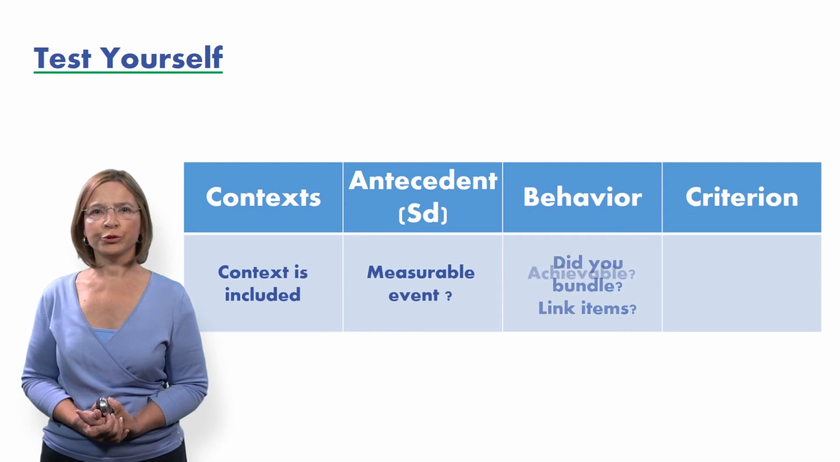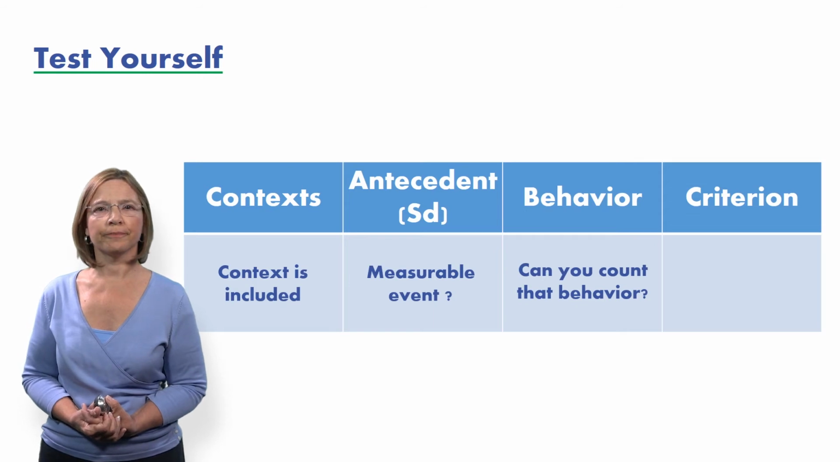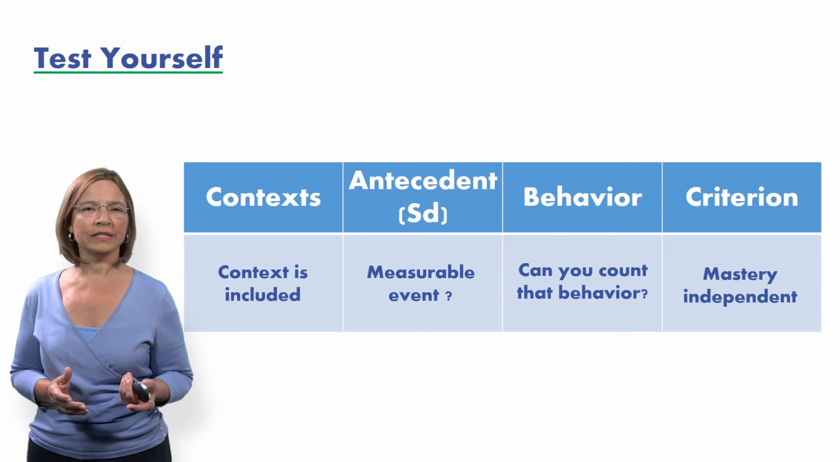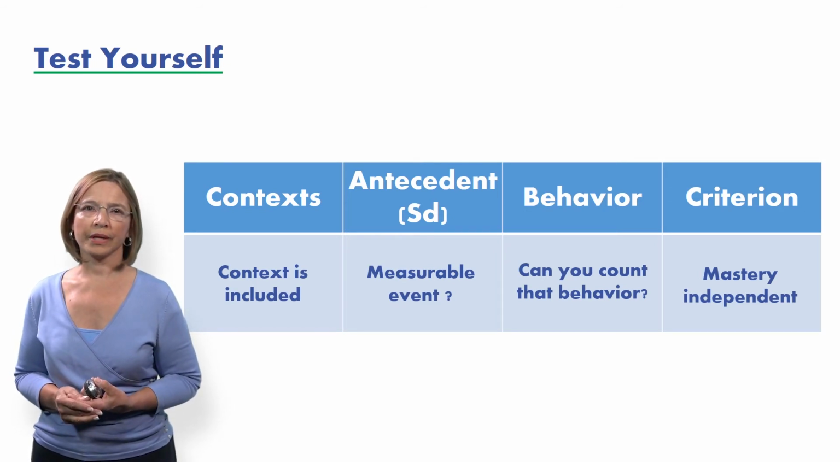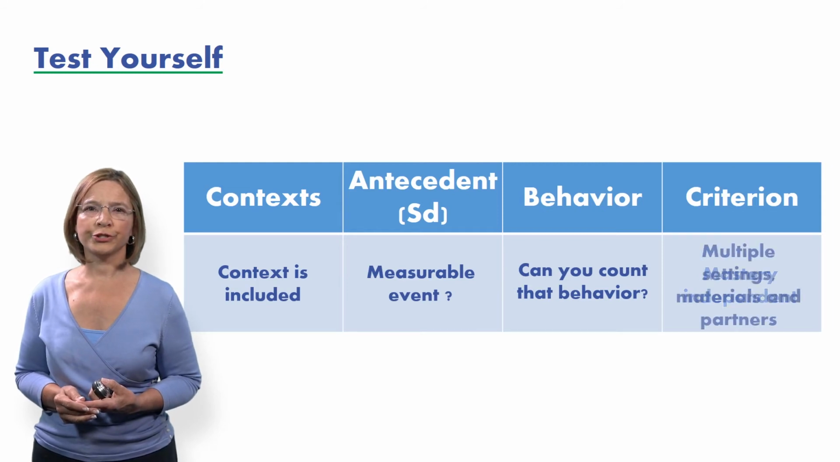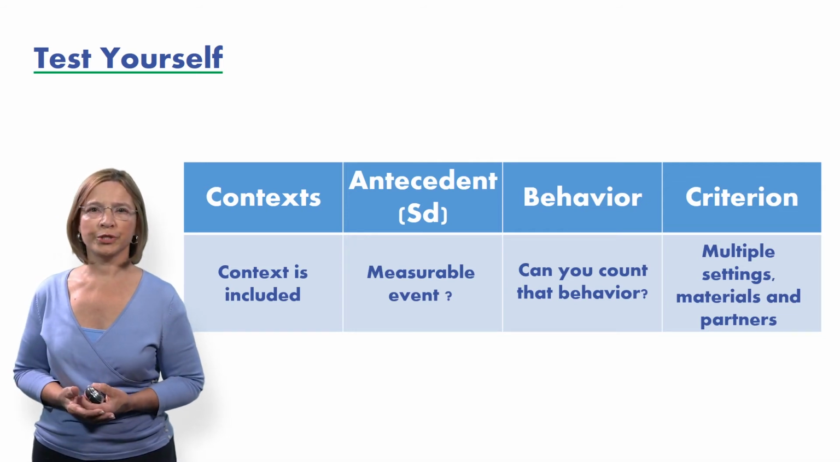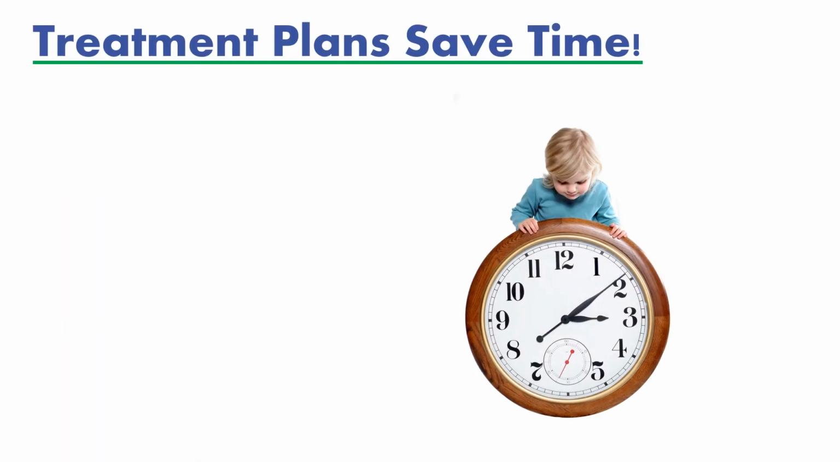Do you think it's achievable in 12 weeks? And could I count that behavior if I was sitting in the room taking data? And finally, the criterion. Did you find mastery, which means that he's successful most of the time without being prompted? And did you include generalization of settings, materials, partners? If so, you've written a beautiful ESDM objective. Congratulations. Now, I imagine that this did not take you a minute or less. You probably had to think a while about how to do this objective.